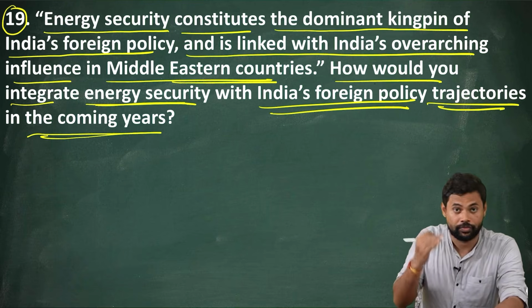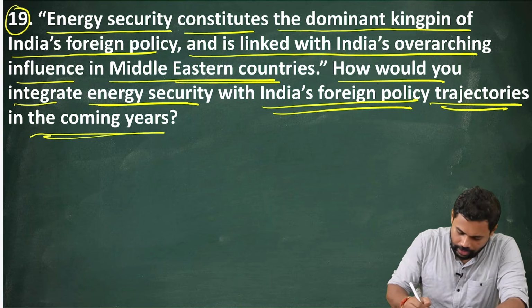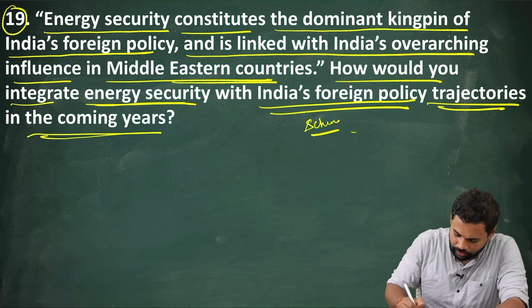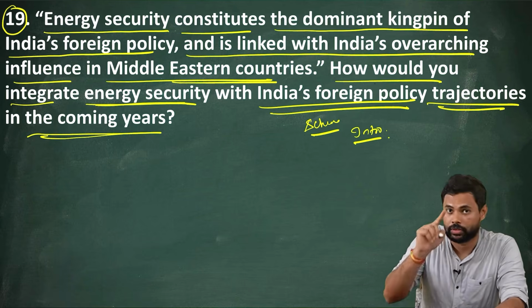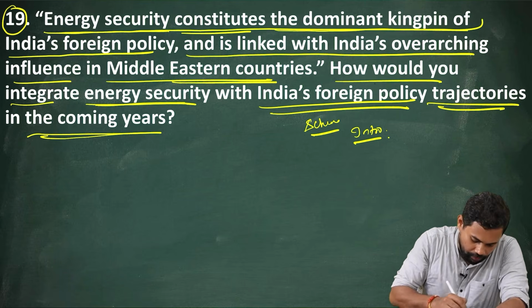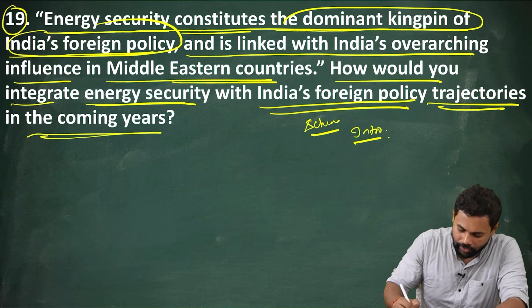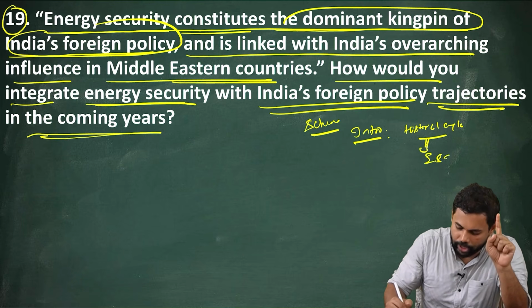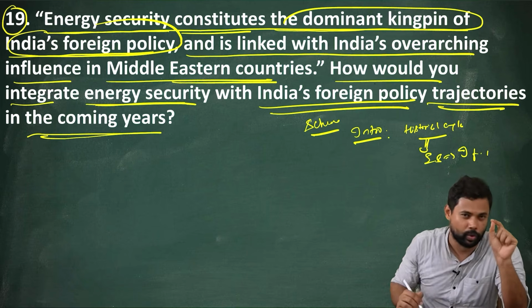Okay, so let us first create a schematic. Look at this. I'll create the schematic, and in the schematic I'll first give the introduction. In the introduction I'll talk about two things. One, I have to talk about energy security constitutes dominant kingpin of India's foreign policy. That means what? I have to give the historical angle in just one line, of how energy security has always been a dominant part of India's foreign policy. So in 2 lines I'll give that.